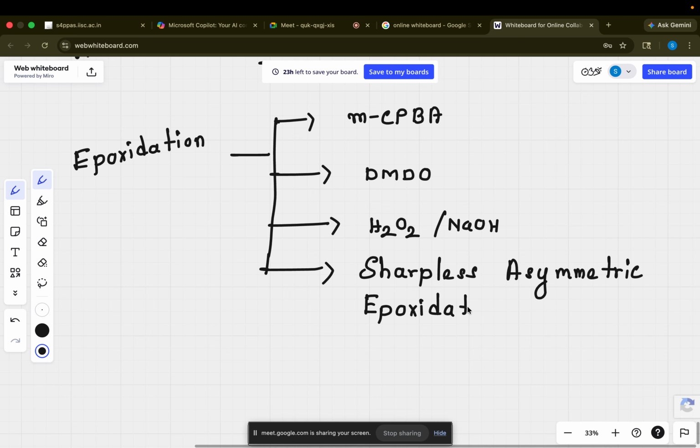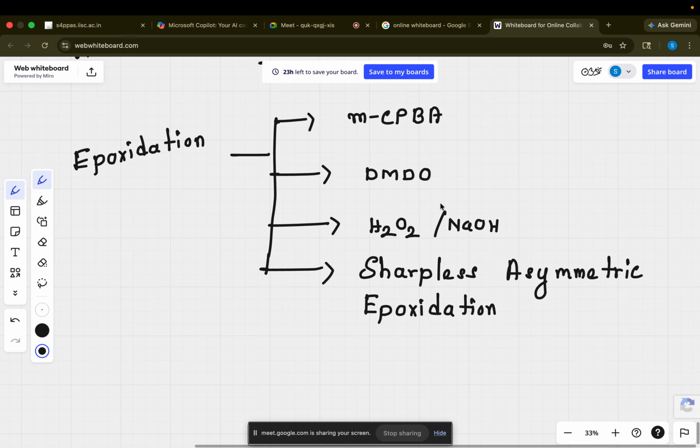So here we actually have 4 epoxidation processes, but each one is different from the other. We need specific conditions, then only can you do epoxidation. Suppose mCPBA is doing epoxidation, that is fine, but the condition will be totally different when you do Sharpless asymmetric epoxidation or H2O2 with NaOH. So specific conditions are required for specific reagents. All the reagents are not applicable to the same kind of system or substrate.